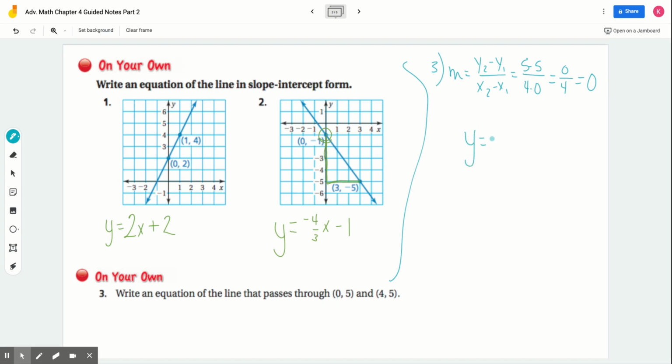So we can start with y equals 0x. Now, the y-intercept. If you think about the y-intercept, you see in each of these places that the y-intercept has an x coordinate of 0. So if we look here, we have an x coordinate of 0. So this is our y-intercept. So 0x plus 5. Now 0 times x, anything times 0 is 0. So our equation would be y equals 5.